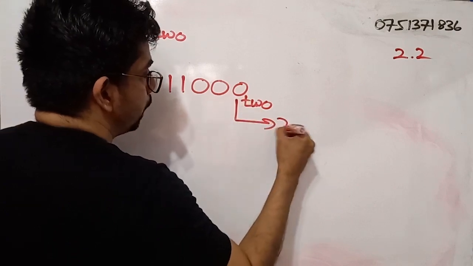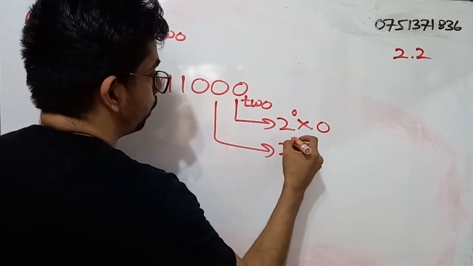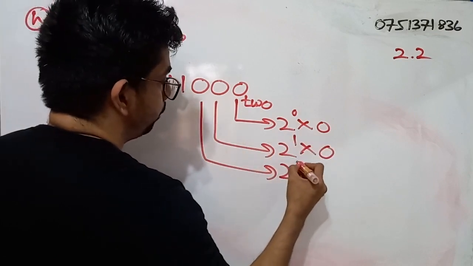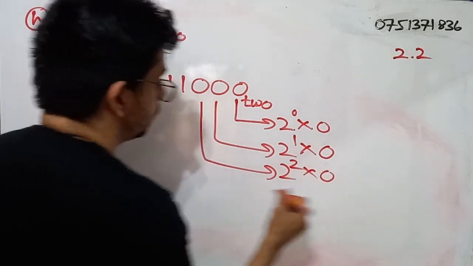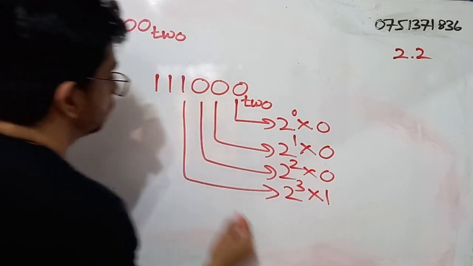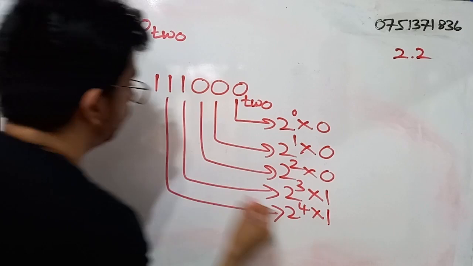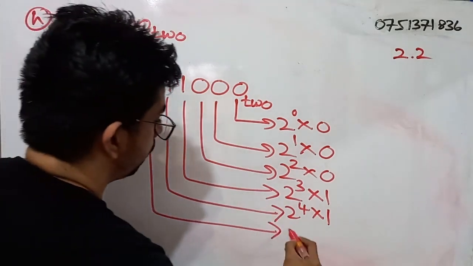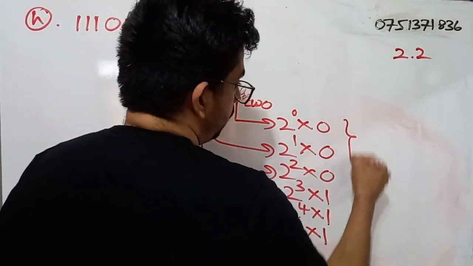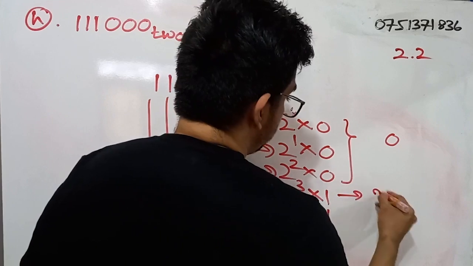Right, so this is 2 to the power 0 into 0. This is 2 to the power 1 into 0. This is 2 to the power 2 into 0. This will be 2 to the power 3 into 1, and this will be 2 to the power 4 into 1, and this will be 2 to the power 5 into 1, right? So all these values will be equal to 0.